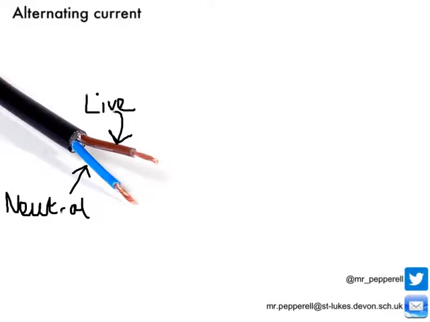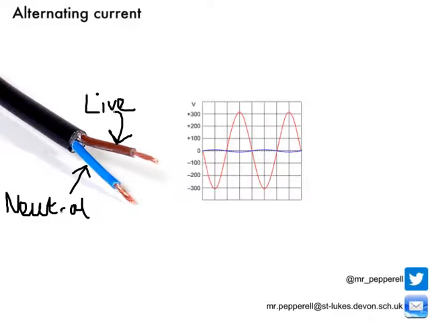Okay, so if we have a little look at our trace a second, on my trace here I've got the potential of my blue neutral wire, shown by this blue line here, and the potential of my reddy live wire, shown by this trace here. During one half of these cycles that we've talked about before, the potential difference between the live and the neutral wires is 325 volts.